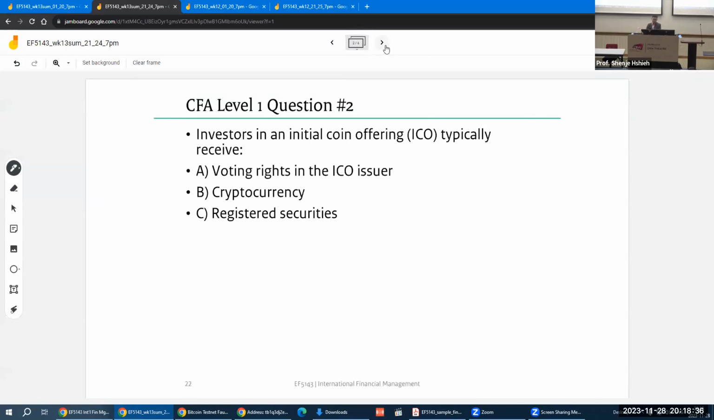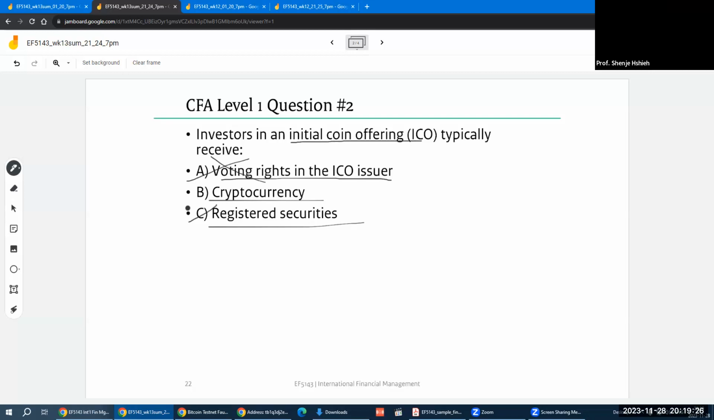Okay, second question. Investors in an initial coin offering typically receive which of the following? A, voting rights in the ICO issuer, B, cryptocurrency, or C, registered securities. I don't know which class you're going to be talking about IPOs, but if you understand what stocks are, there's basically two types of stocks: voting stocks and non-voting stocks. Voting stocks is the default. And if it's a stock that you can vote, then it's obviously a security. When you have initial coin offerings, you want to circumvent all that securities regulation. So it's not going to be voting rights during an ICO. Okay, so it's not A.